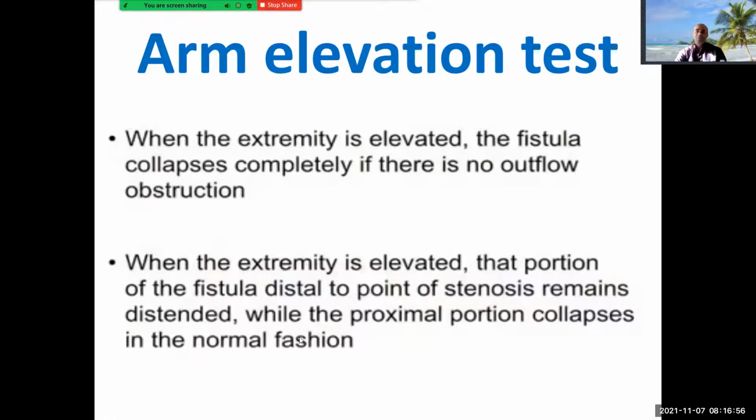Arm elevation test: when the extremity is elevated. This test takes just seconds, with any patient who comes to the unit, just ask him to elevate his arm, and we'll see now. When the extremity is elevated, the fistula will collapse completely if there is no outflow obstruction in the outflow veins, so the blood goes to the heart. When the extremity is elevated, the portion of the fistula distal to the point of stenosis remains distended while the proximal portion collapses in normal fashion.